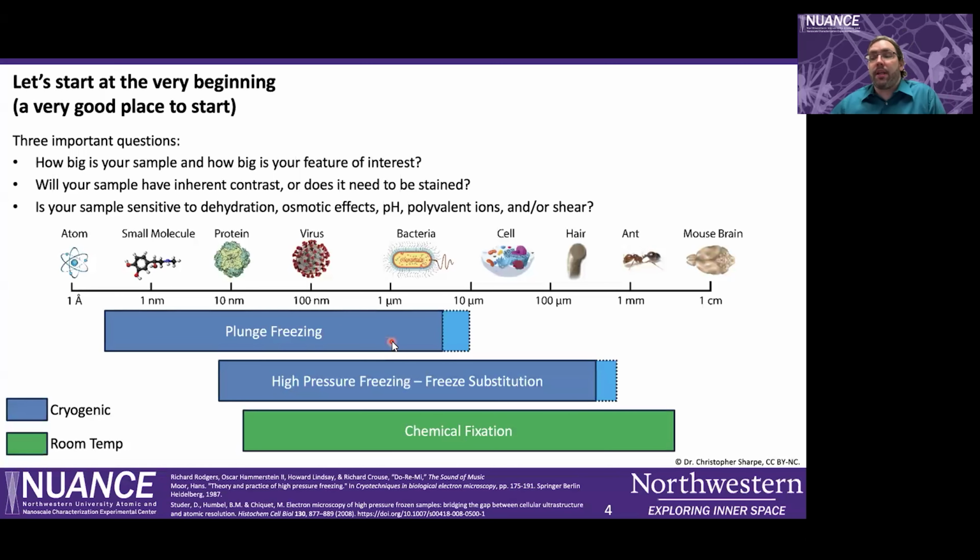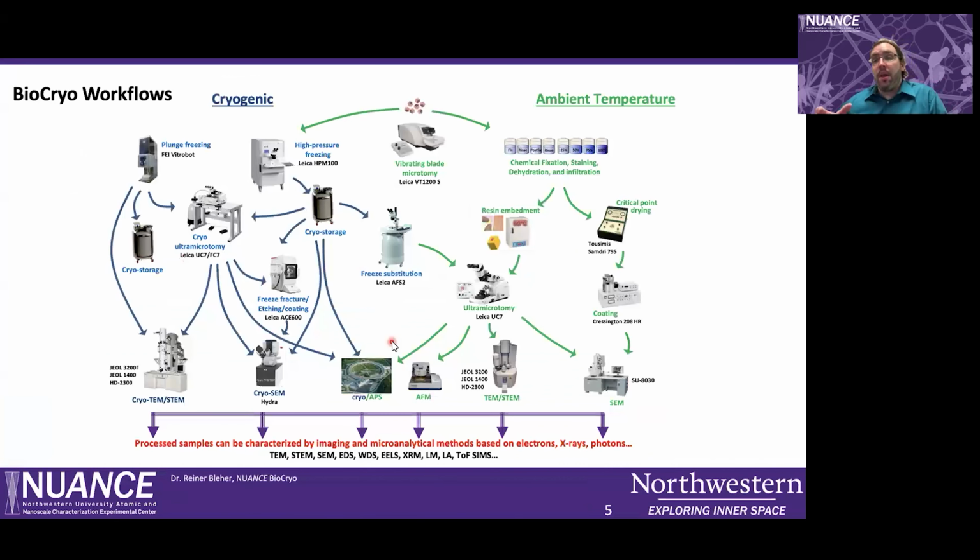However, if you need something that combines both of those worlds, high pressure freezing freeze substitution is really going to be your friend. It leverages all of the strengths of plunge freezing and the strengths of chemical fixation to really give you both high resolution and large tissues and structures. It's not quite as large of structures as chemical fixation, and you can't get quite as high of resolution as with plunge freezing, but you can get very, very good, very clean electron microscopy images with high pressure freezing freeze substitution.